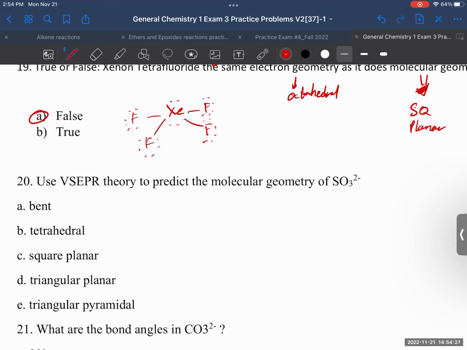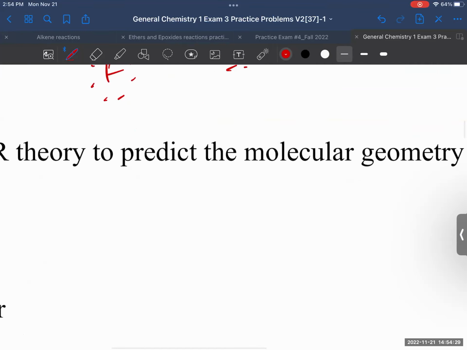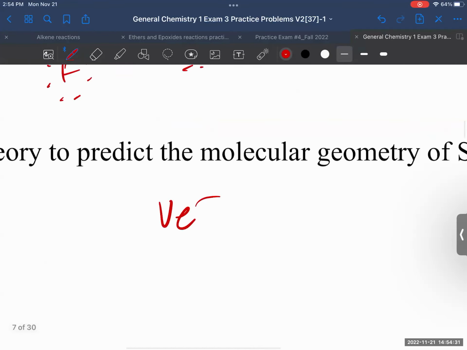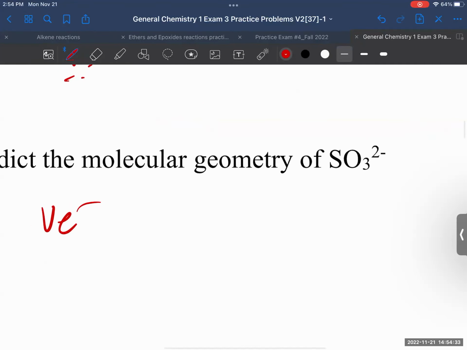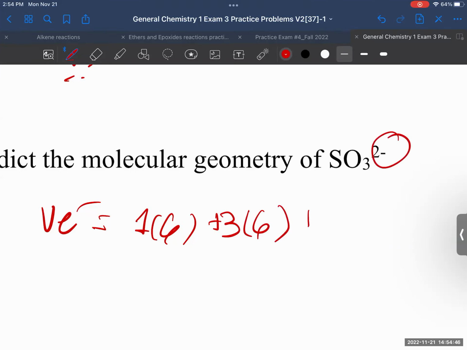So you want to find the number of valence electrons. You got 1 S, and you talk loud so the people on Zoom can hear. Sulfur, you got 6, plus 3 times 6 for the oxygens, and then you have these 2, so you're gonna add 2 more. So 18 plus 6 is 24, and 24 plus 2 is 26 valence electrons.